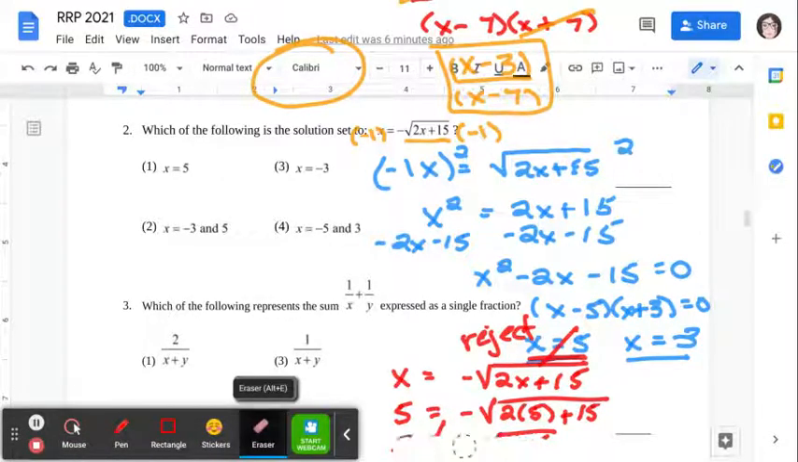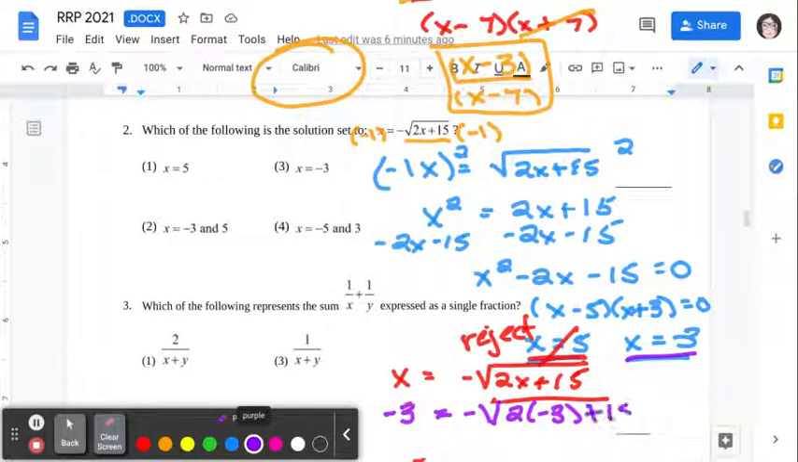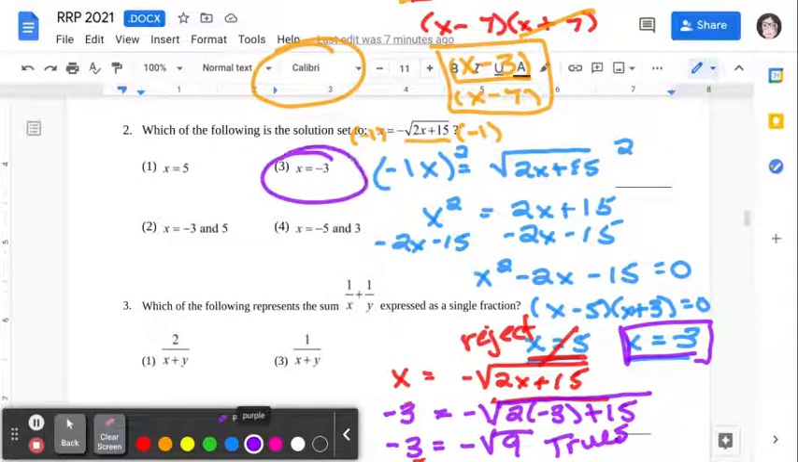Just to save space, I'm going to erase this. And now I'm going to plug in negative 3. Let's see what we get. So negative 3 equals negative the square root of 2 times negative 3 plus 15. So that is negative 6 plus 15, which gives you 9. So when you square root 9, you get 3, and there's a negative. So this one works. It's true. So our answer is x equals negative 3.